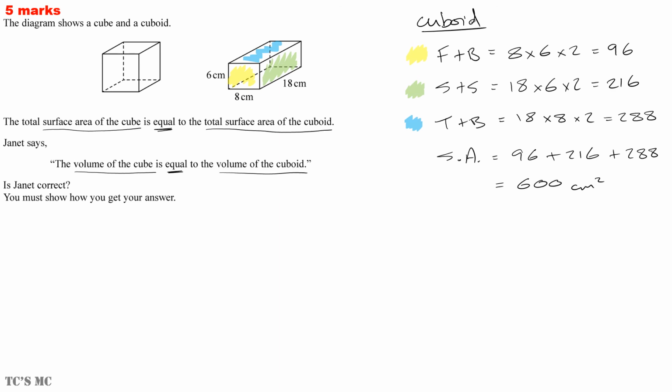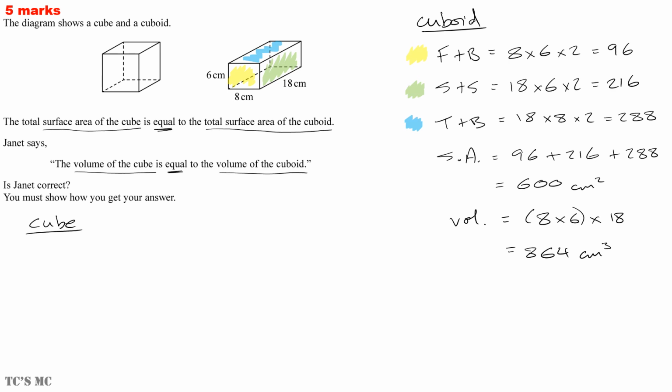We also need to work out the volume. Volume is cross-section area multiplied by length. I'm going to say the cross-section is the yellow face. So 8 multiplied by 6, and then the length is 18. That is 864 cubic centimeters. Now let's move on to the cube.